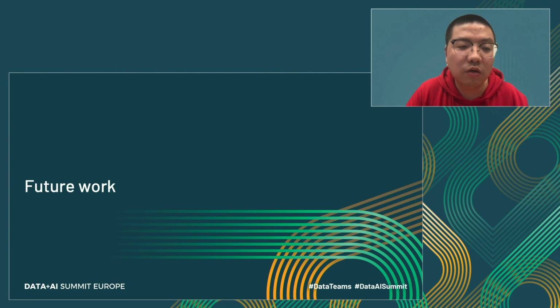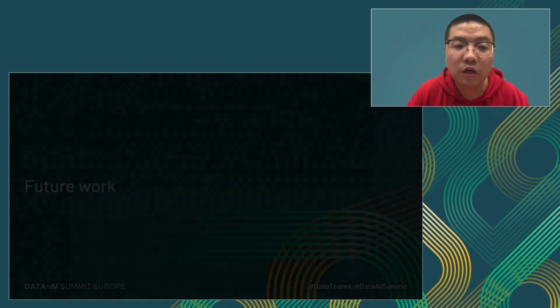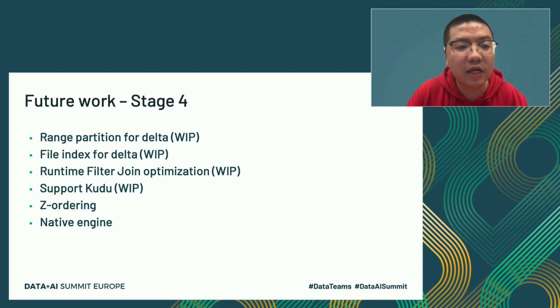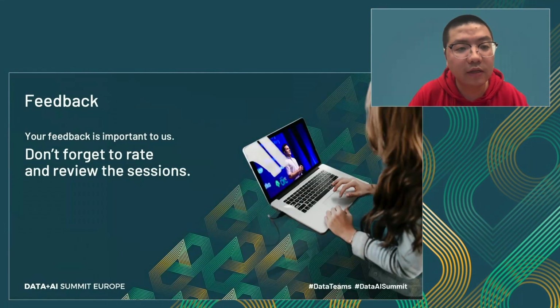The next is our future work. We have many features like range partition for Delta, and we are working on file index for Delta. Also, we have already done the runtime filter join optimization. We hope this can also benefit Delta. Also, we are investigating CRUD and hope it could do faster updating. Also, we are working on Z-ordering to speed up the scan, and we are also interested in the native engine.